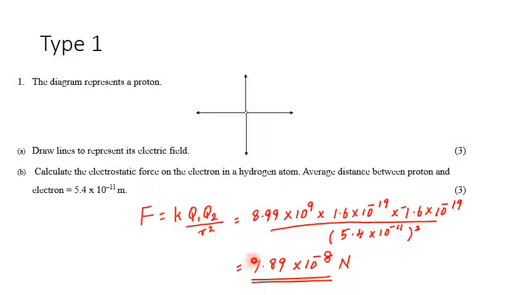And you get a minus symbol also. Here I forgot to add the minus symbol. That minus represents that the force on the electron is attractive, or it is attracted towards the proton or the nucleus.